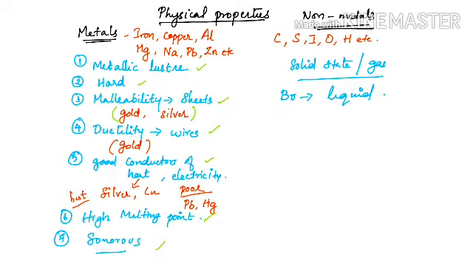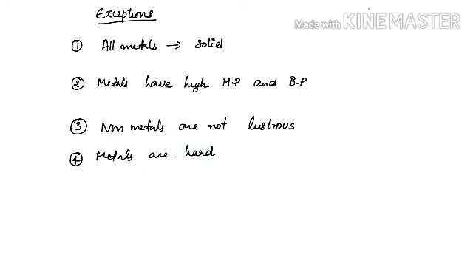So even though these are the main general physical properties of the metals and non-metals, there are certain exceptional cases in both. Even though most or all of the metals and non-metals show these physical properties, there will be certain exceptions. So we are going to study the exceptional properties of the metals and the non-metals. Okay.